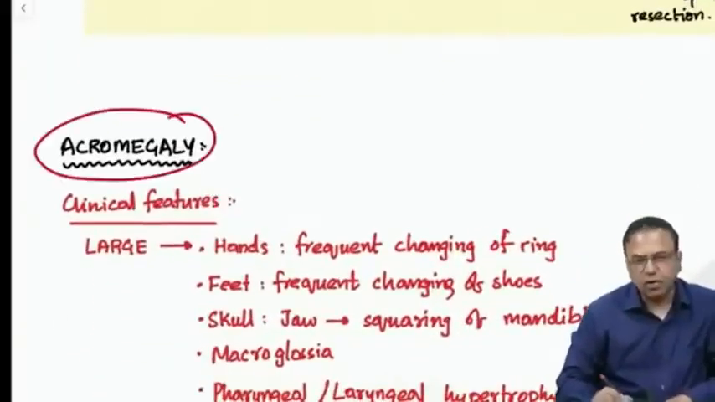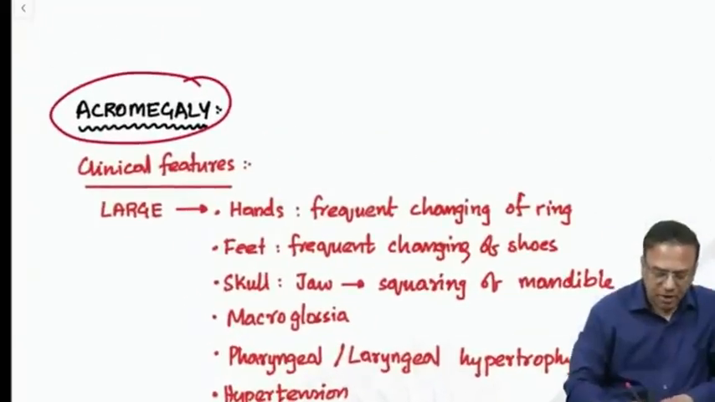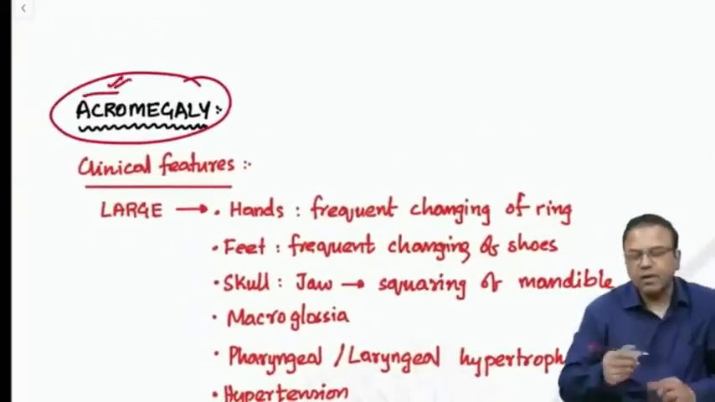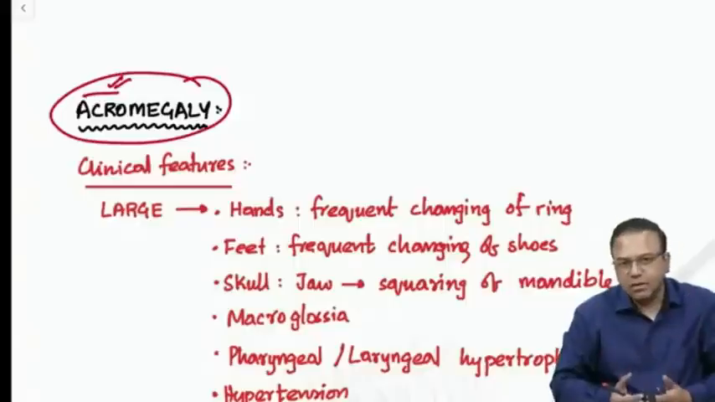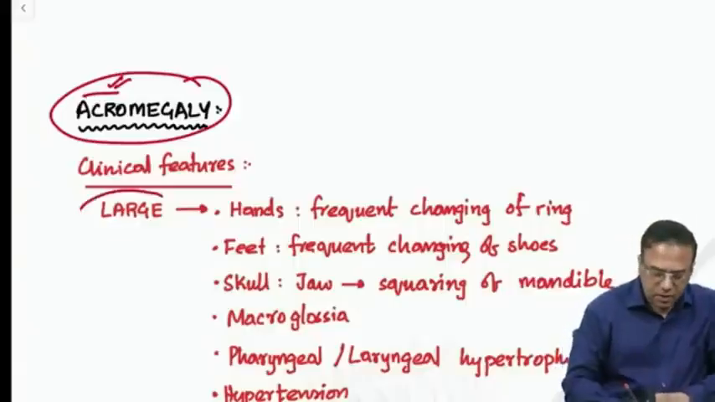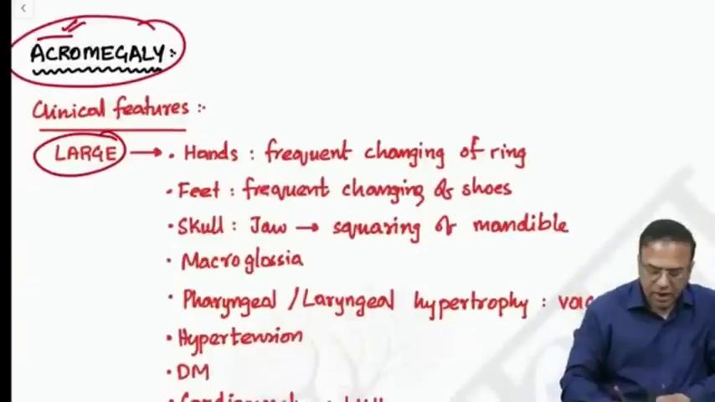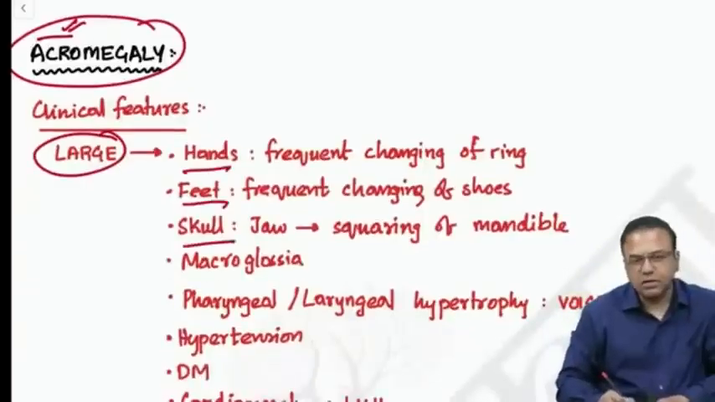If you look at acromegaly, the word acro means ends will become large. Acral areas. What are the acral areas? The hands, the skull, the feet, they will become large. This is known as acromegaly. So in this condition, the hands are large, the feet are large, the skull is large. Okay, all this is known as acromegaly.